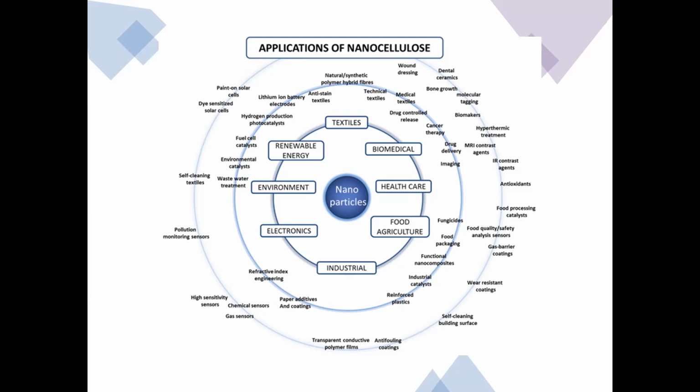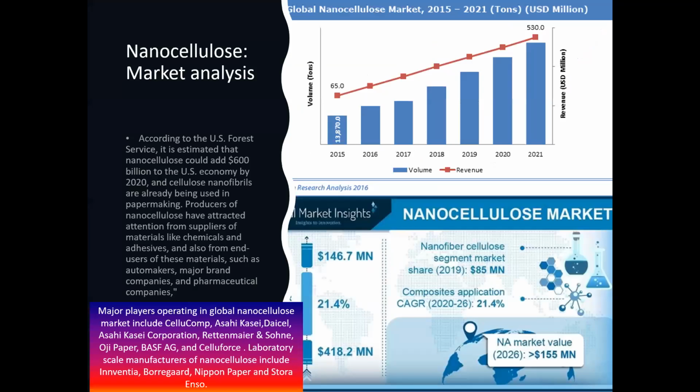In the environment, nanocellulose has been proven to be a good absorbent for wastewater treatment, for self-cleaning textiles, and also as a catalyst support for environmental catalysts. As we can see from the market trend of nanocellulose, the requirement for nanocellulose increases every year, almost doubling in value. And normally nanocellulose in the form of fibers has a better market value compared to the crystalline and bacterial forms.